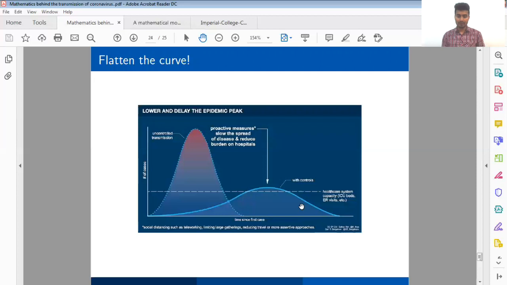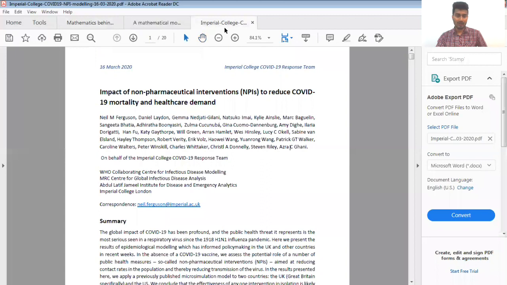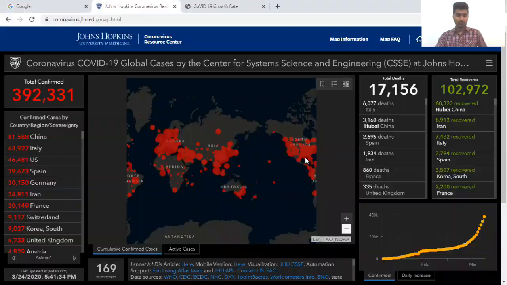And if you're interested, you can read the rest of the papers. The original paper came out of Imperial College London. Imperial College London is one of the top universities in the world, ranked third in the UK. This is a good paper too. And you can also track the coronavirus situation every day from Johns Hopkins University. Johns Hopkins University is the number one university for public health. So they talk about malaria and all these different kinds of diseases. So they do mathematical modeling and things like that.